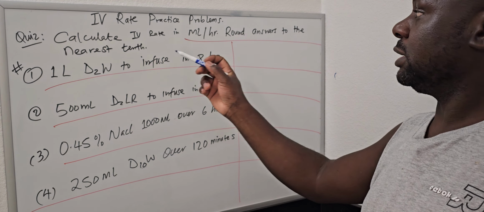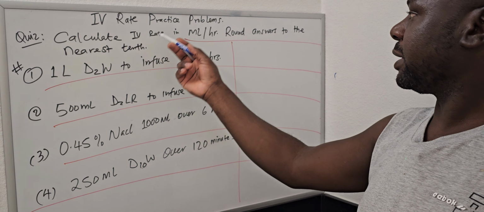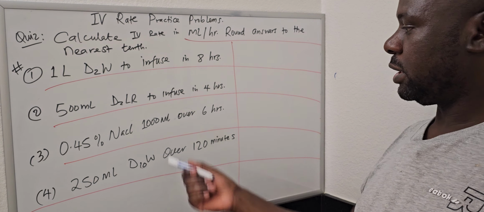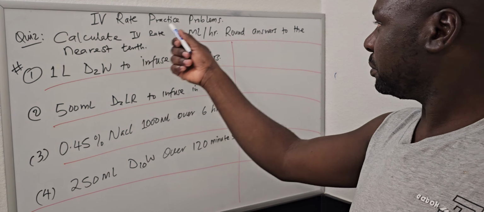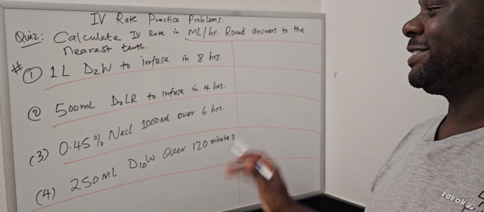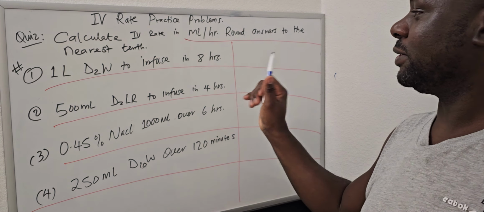And today we are still going to continue practicing more about this IV rate of infusion. Today I have four problems to solve: one, two, three, four. These kinds of problems are very easy to go by.